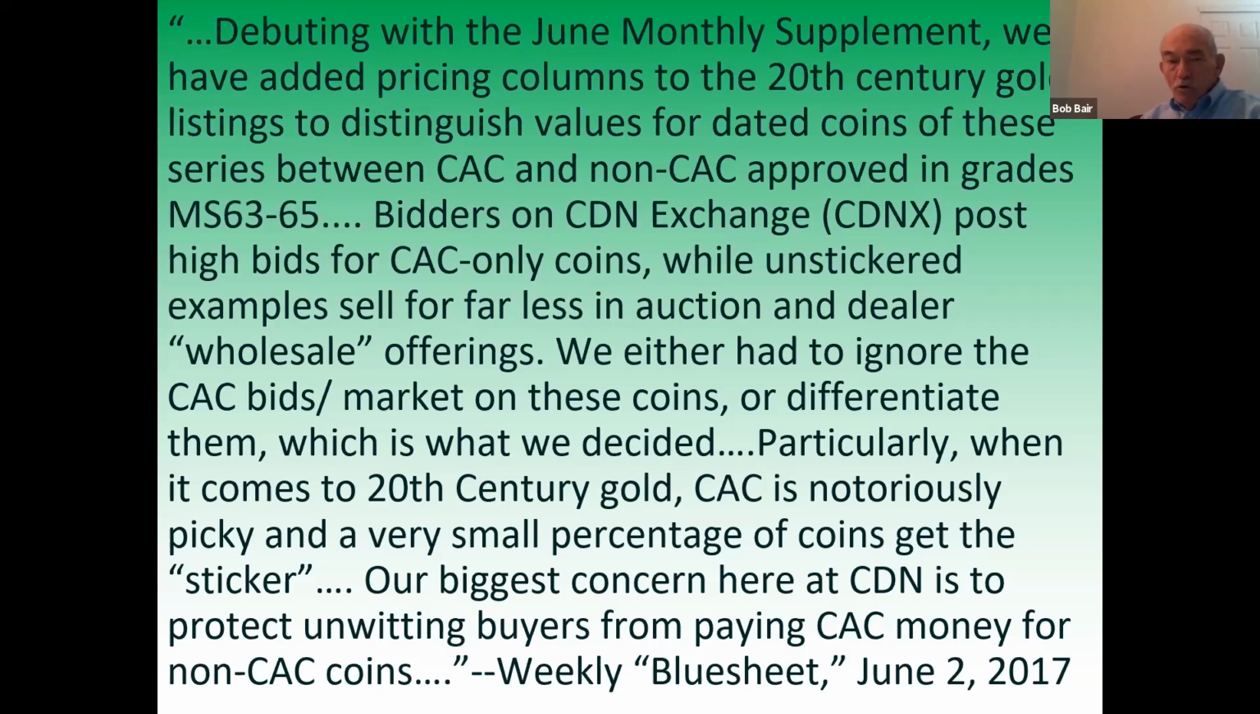We either had to ignore the CAC bids and market on these coins or differentiate them, which is what we decided. Particularly when it comes to 20th century gold, CAC is notoriously picky, and a very small percentage of coins get the sticker. Now this is a neat final sentence. Our biggest concern here at CDN is to protect unwitting buyers from paying CAC money for non-CAC coins. And that's why Blue Sheet and Gray Sheet began to distinguish, to make it clear to coin people that yes, there is a difference, and no, you don't want to pay CAC money for non-CAC coins.